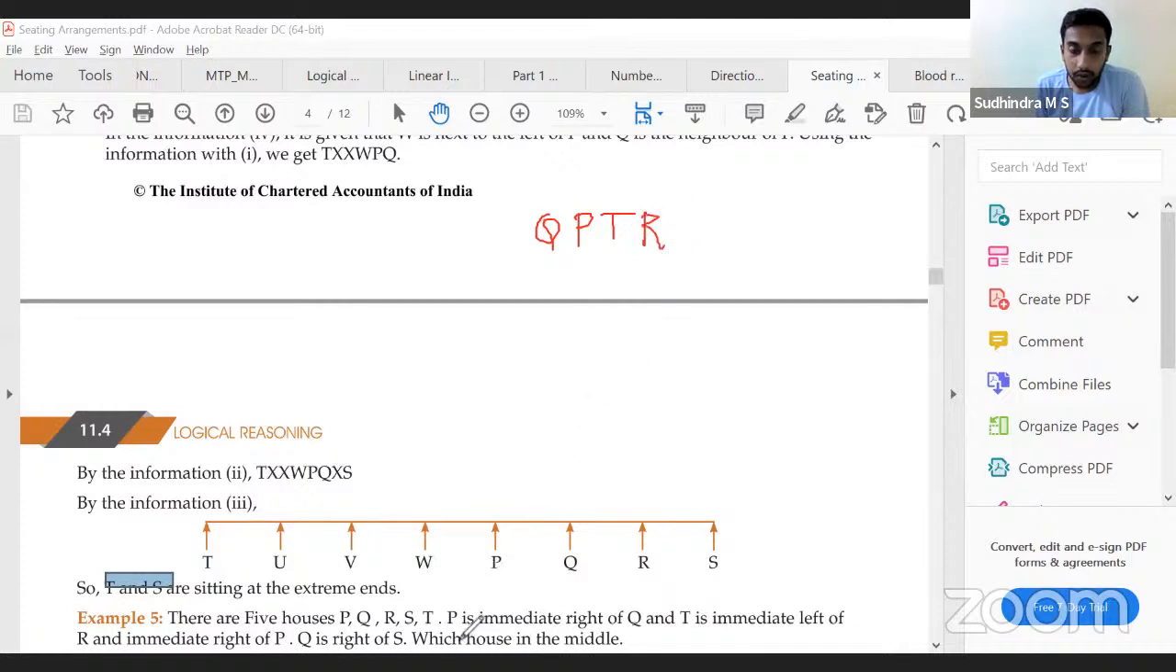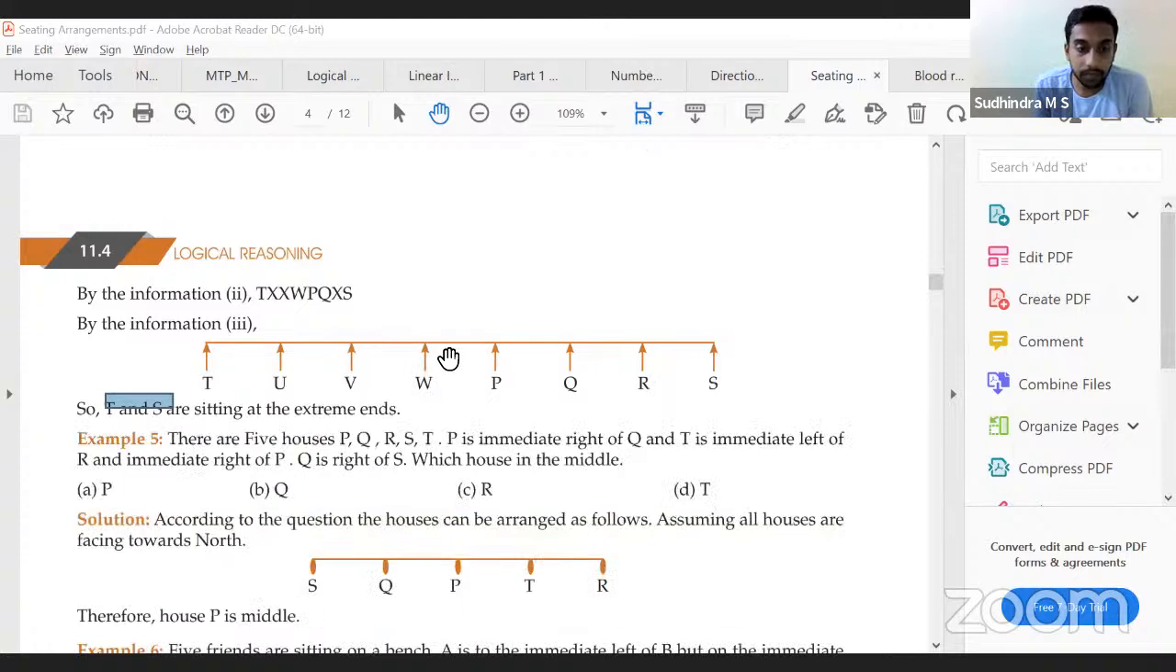Okay. So P is immediate right of Q. So Q and P. T is immediate left of R and immediate right of P. So T is immediate right of P, which is immediate left of R. Then we are left with P, Q, R, S. Q is to the right of S. So which is in the middle? P. P is in the middle.